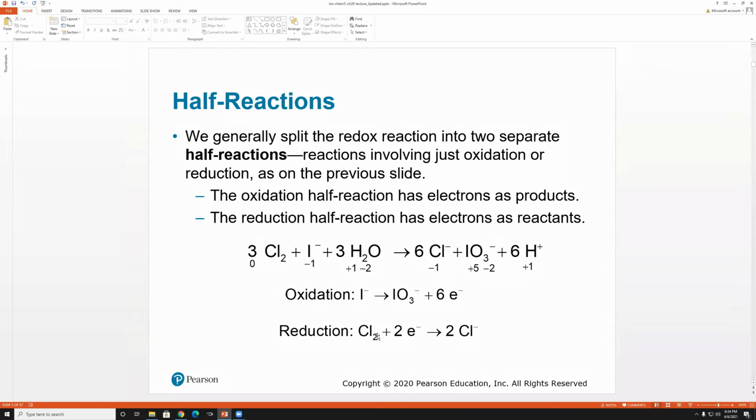And reduction is going to be the opposite. It's going to be a loss of oxygen or a gain of hydrogen, and the oxidation number will decrease. And electrons are going to be added. So reduction is gaining, meaning there will be gained electrons.